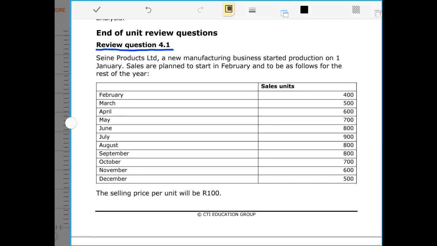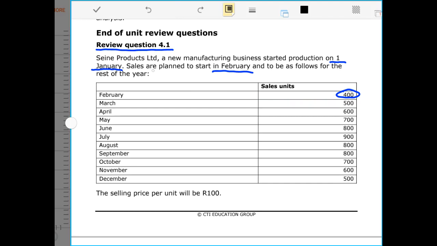Sain Products Ltd, a new manufacturing business, started production on the 1st of January. Sales are planned to start in February and to be as follows for the rest of the year. Though production will start on the 1st of January, the sales will take place in the month of February. So the sales of 400 in February was the production of January. That means the sales of the current month is the production of the previous month.